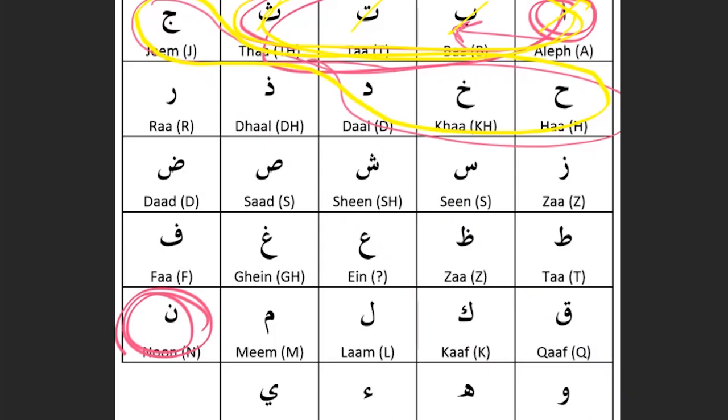Hello everyone and welcome to your third lesson of how to read and write Arabic. For this lesson, we're gonna take the third batch of letters.